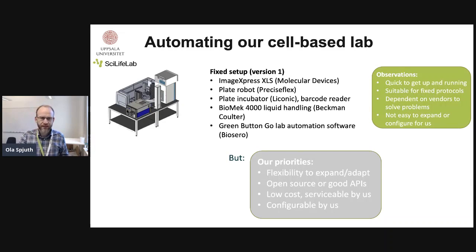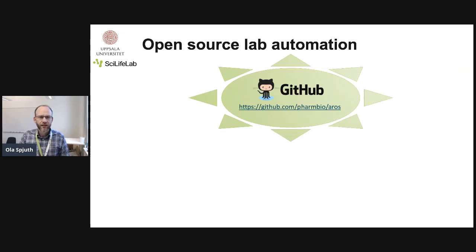So we set out to instead look at open source lab automation. We looked around, and we couldn't really find a system available that we could run, adopt and further develop. Either the existing solutions had gone commercial, or they were not suitable for the way we wanted to build a lab automation system.